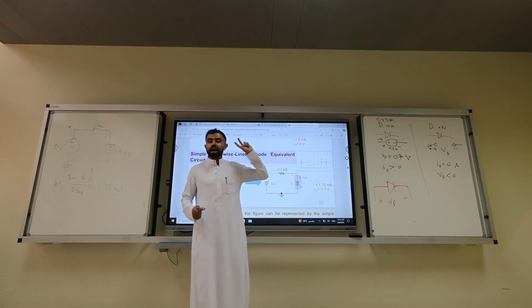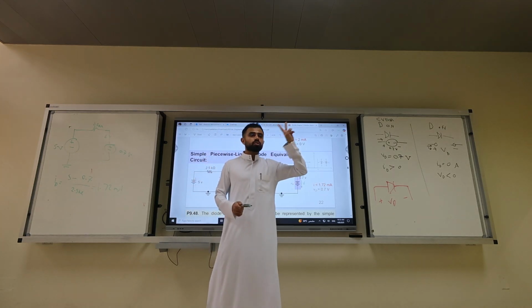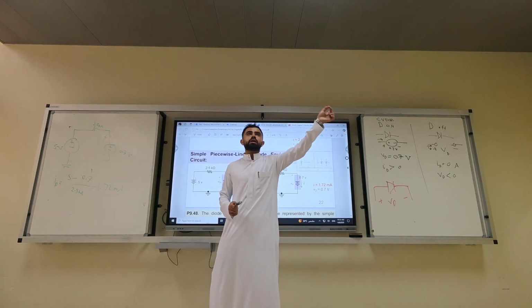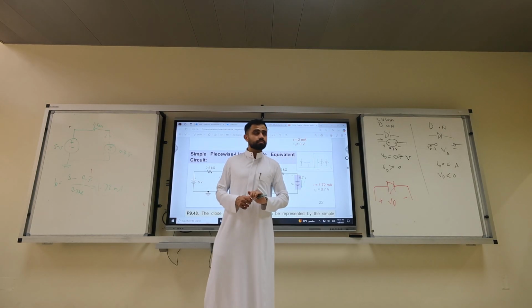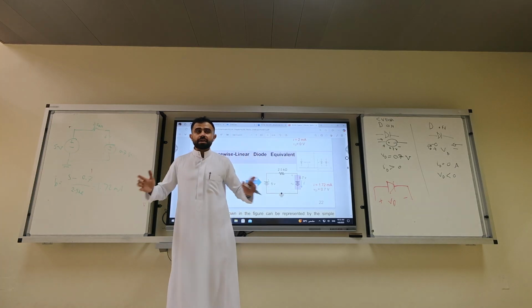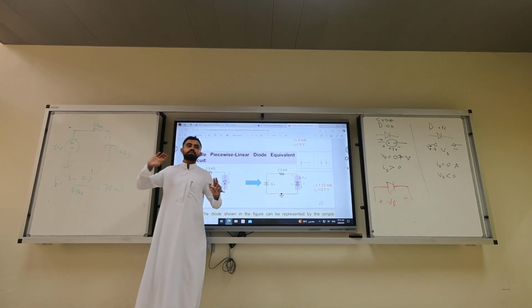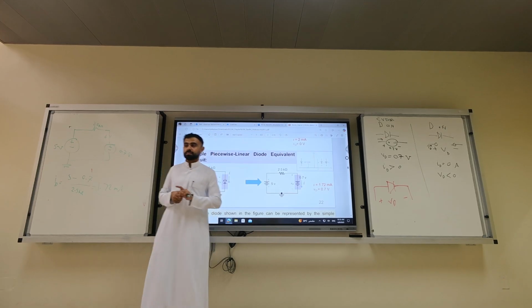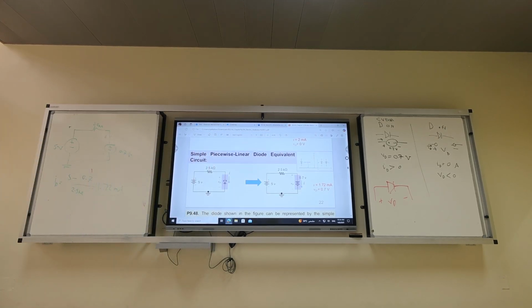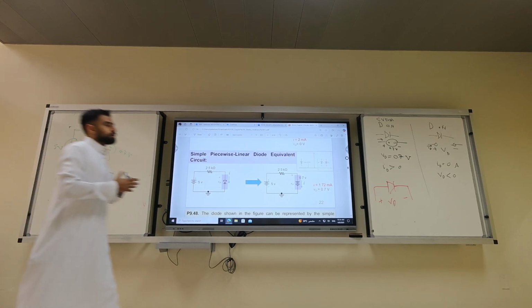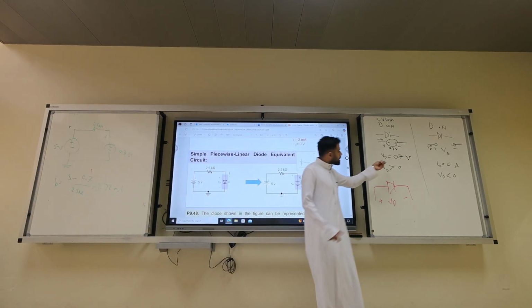So how many models do we have for the diode so far? Two. Depending on the question, he will tell you to use the ideal diode model or the CVDM. Technically, the only difference is you replace the short circuit with a battery. Get it? So we only have one equation to check the diode current. It's the same equation as for the ideal, you just change it with 0.7.